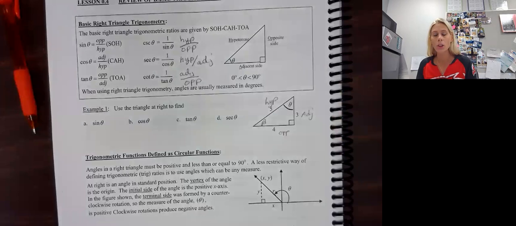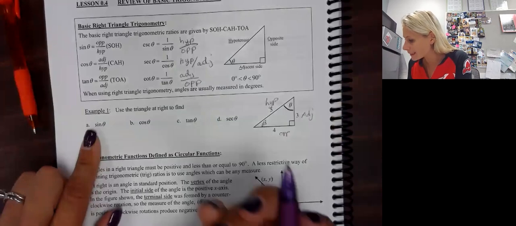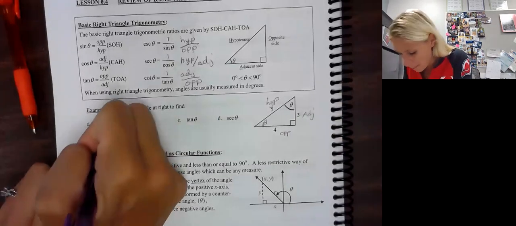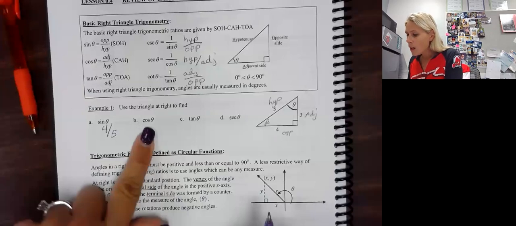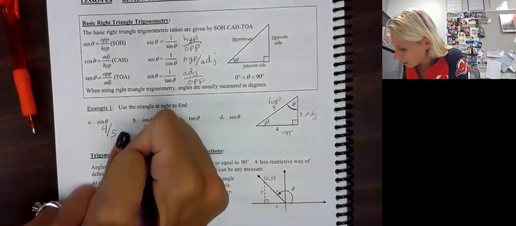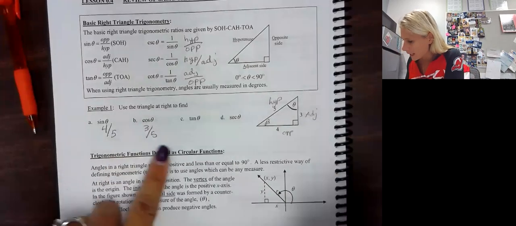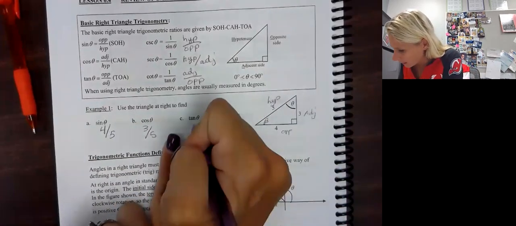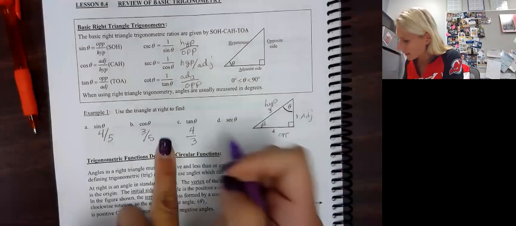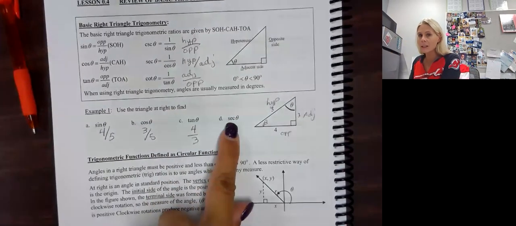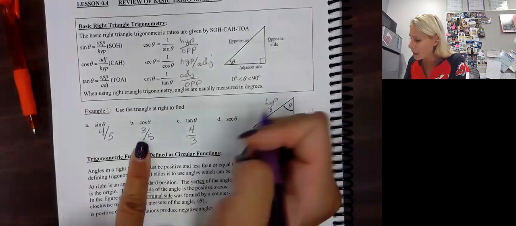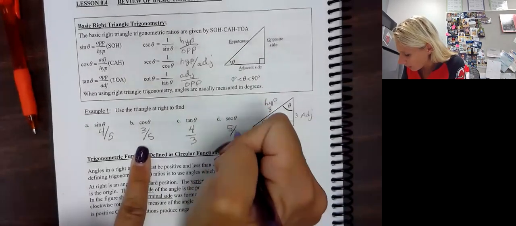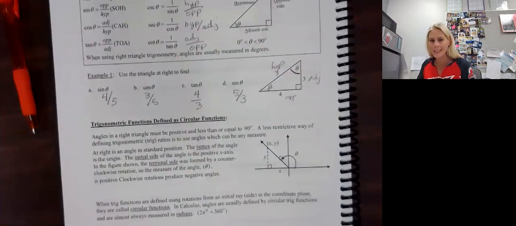Sometimes you will have to simplify. Sometimes you do not want a radical in the denominator, so you need to be careful on how you simplify that. So sine, of course, is opposite, which is 4, over hypotenuse, which is 5. Cosine is adjacent over hypotenuse. Tangent is opposite over adjacent. Secant, let's remember, secant is reciprocal of cosine. So that means I'm just going to switch it to 5/3. Okay, and that's your basic stuff.